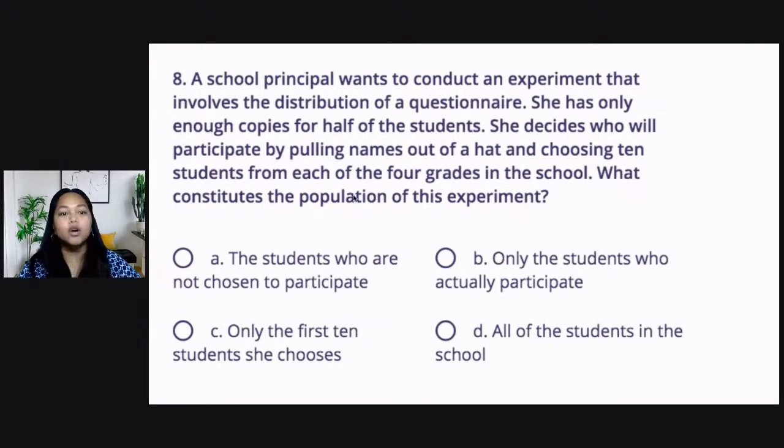O sabi dito, what constitutes the population? Population pong hinahanap. Okay, population na po yung hinahanap, hindi po sample. And so the correct choice here would be letter D, all of the students in that school. Okay?